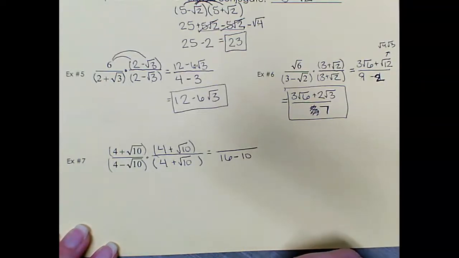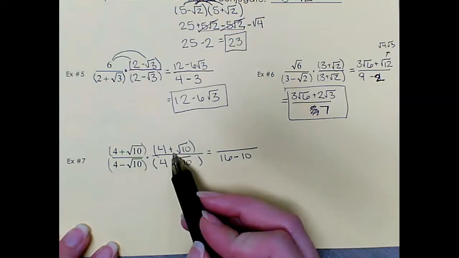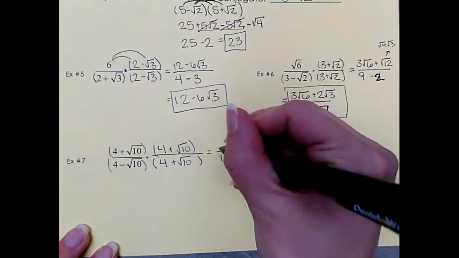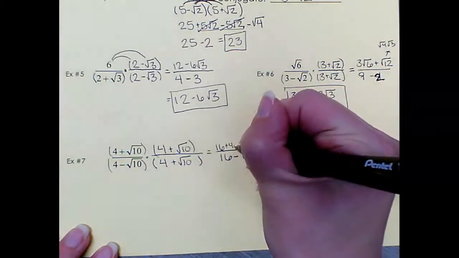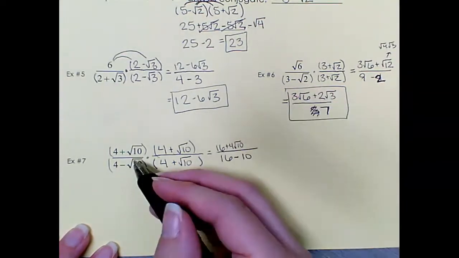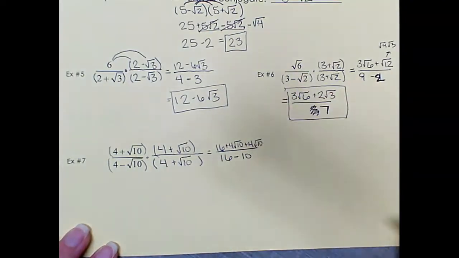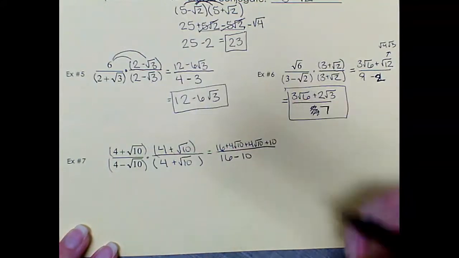But look what happens on the top. I'm multiplying two binomials together with radicals, but they're not conjugates. They have the same term, but they have also the same signs. So when I FOIL this, I'm not going to get canceled out middle terms. So 4 times 4 is 16. 4 times square root of 10 is 4 square roots of 10. Square root of 10 times 4 is another 4 square roots of 10. And the square root of 10 times the square root of 10 is 10.